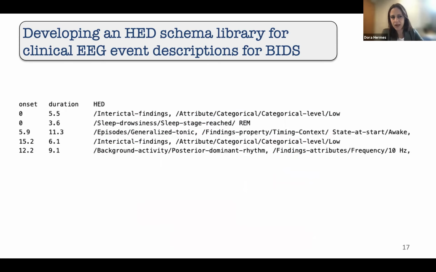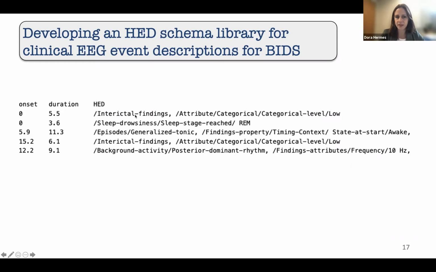And this is what that would look like in a BIDS validated structure. If you have an onset, a duration, and then you can have a hierarchical event descriptor that describes this structure. And as Otal is putting this online, making it openly available, you can basically choose what kind of background activity is going on.